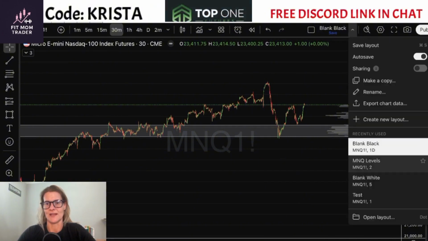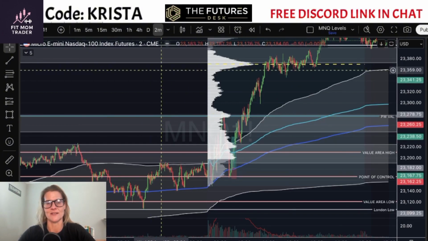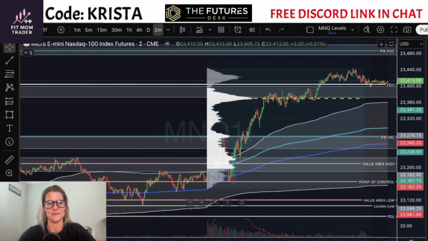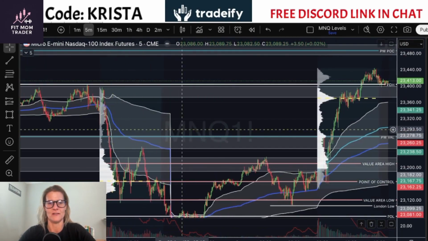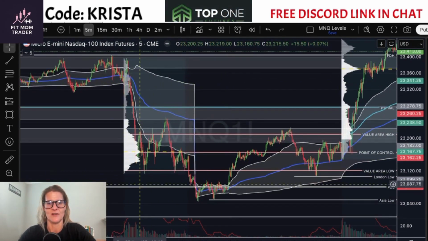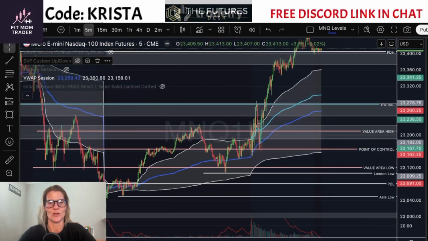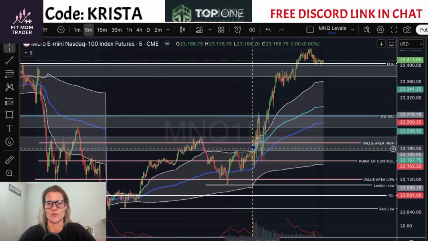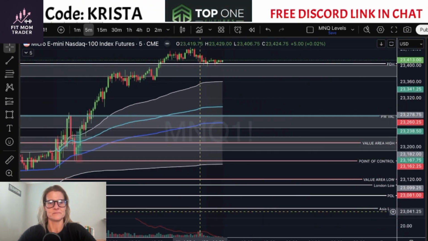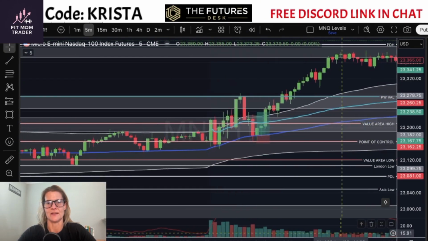Another reason I was biased towards longs is if I move into the chart where I have all of my overnight levels, the session volume profile, if you look at yesterday's session volume profile over here, I have my levels marked for the point of control right here, value area low and value area high. Let me turn that off so it's a little bit more clear for you. But as we came into today's session, which was right here, I'll zoom in.